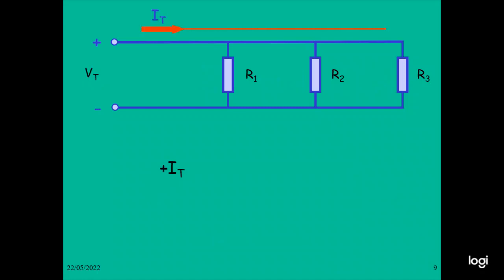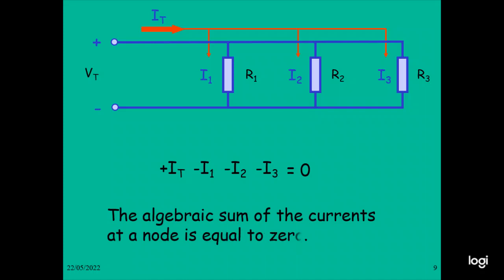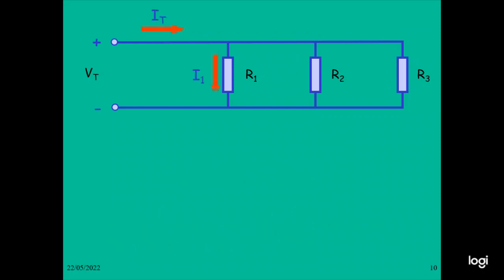So the idea is that the current flowing to R1 is I1, the current flowing to R2 is I2, and the current flowing to R3 is I3. So you add all the currents: ID minus I1 minus I2 minus I3 is equal to 0. The algebraic sum of the currents at the node is equal to 0. The total current ID flows in, and I1, I2, I3 flow out.